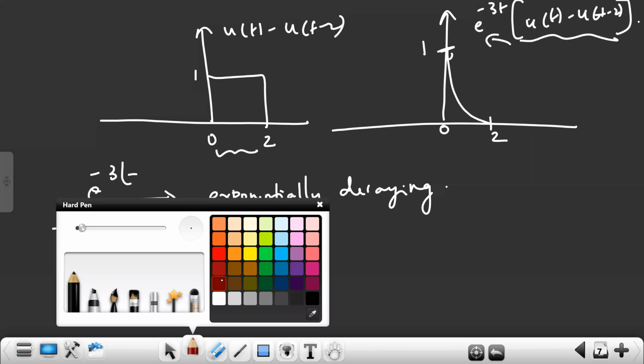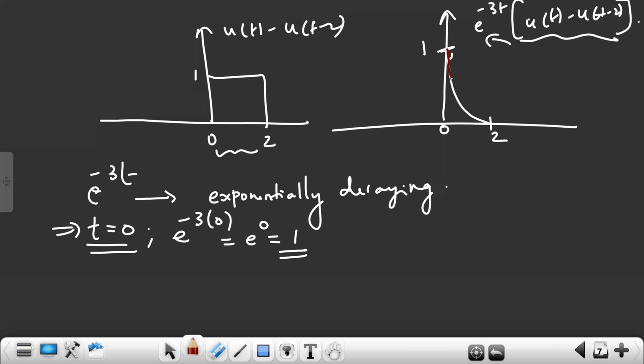Why is it becoming 0 at t equal to 2? Because after 2 your pulse is not existing. The pulse is confined only from 0 to 2. Okay. So that is why your exponential signal, after multiplying with u of t minus u of t minus 2, it will persist at 2. But you can't say that at 2 it will become 0. I will redraw this once again, then I'll explain so that you will get more clarity.